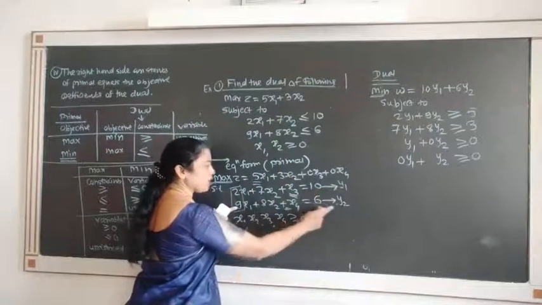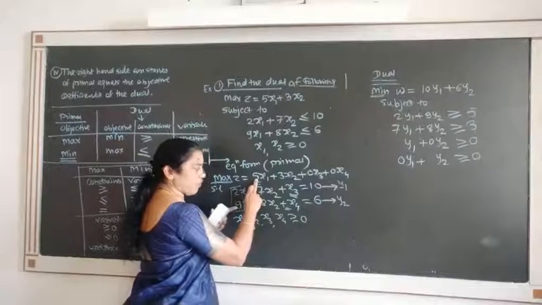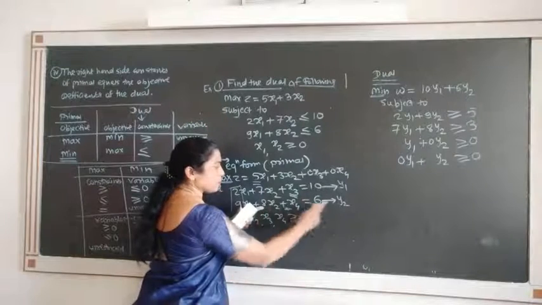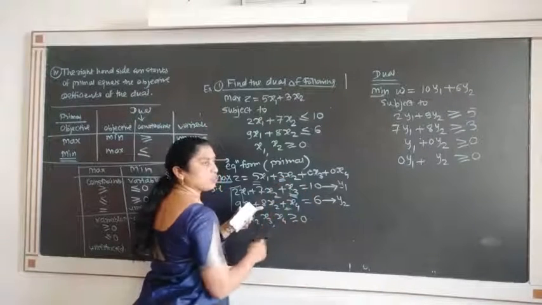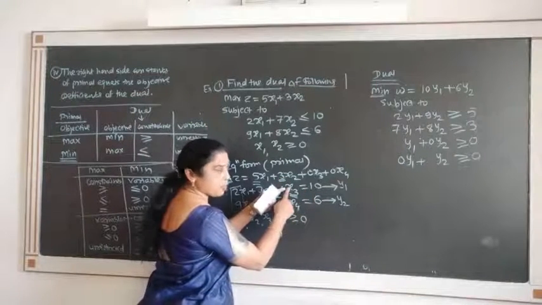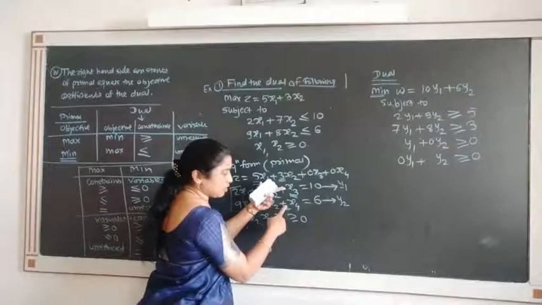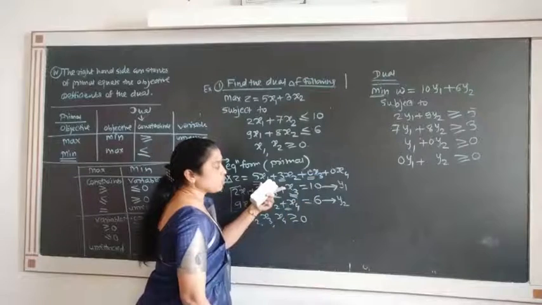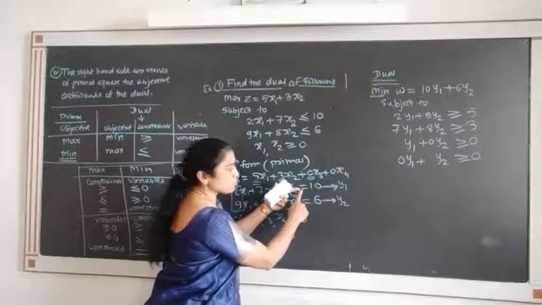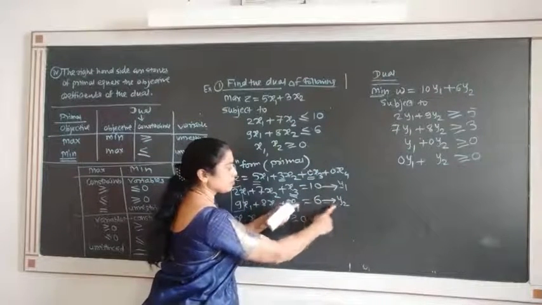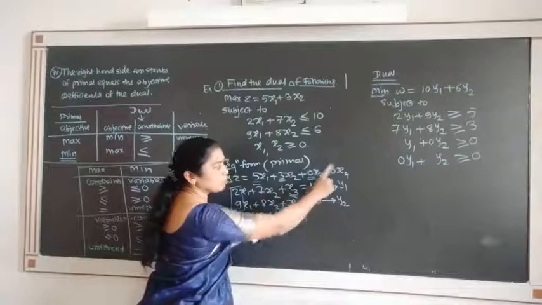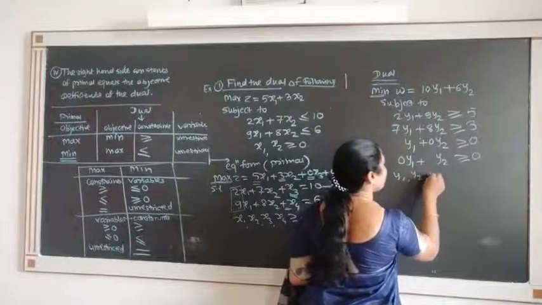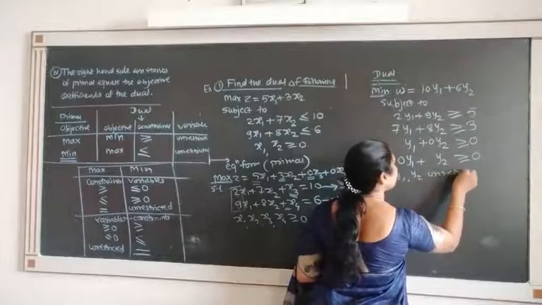2y1 plus 9y2 greater than or equal to 5, the first objective coefficient. 7y1 plus 8y2 greater than or equal to 3. Next, for x3, the objective coefficient is 0, so y1 greater than or equal to 0. There is no x4 in the first equation, so 0y1 plus 1y2 greater than or equal to 0. And y1 and y2 are unrestricted in sign.